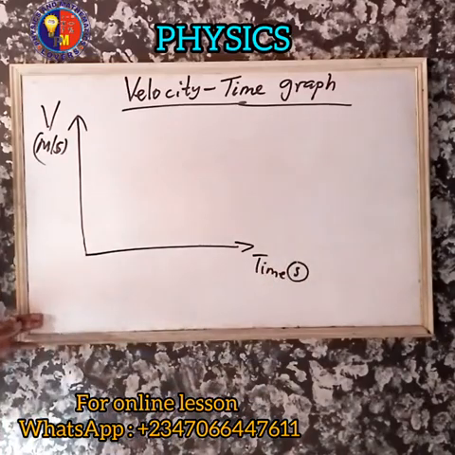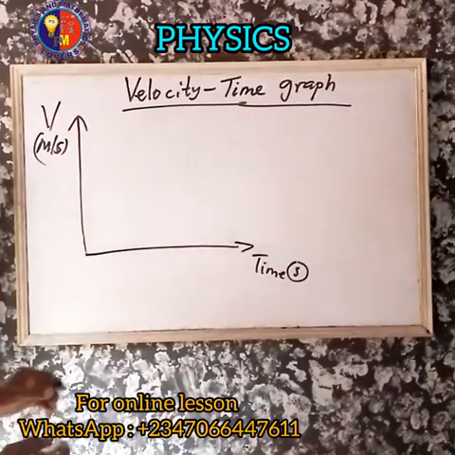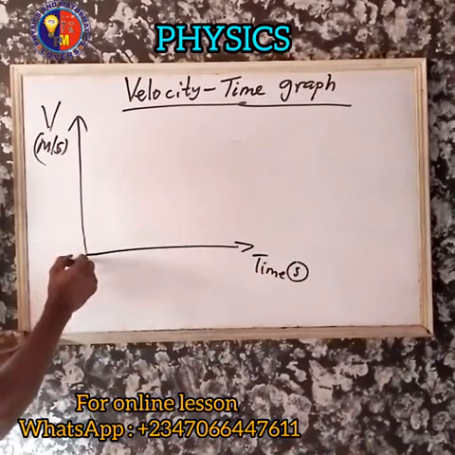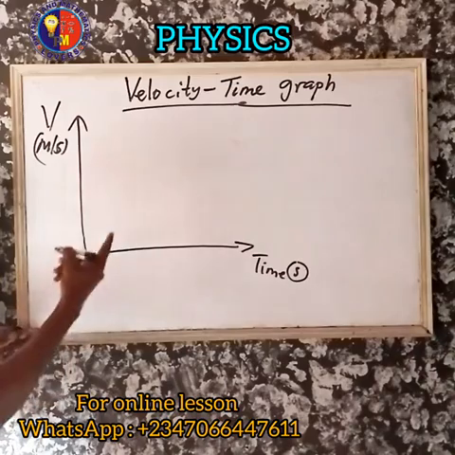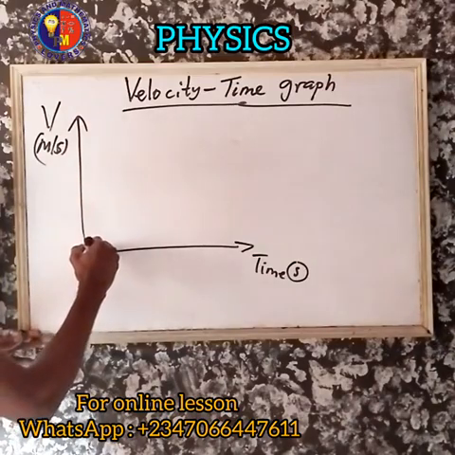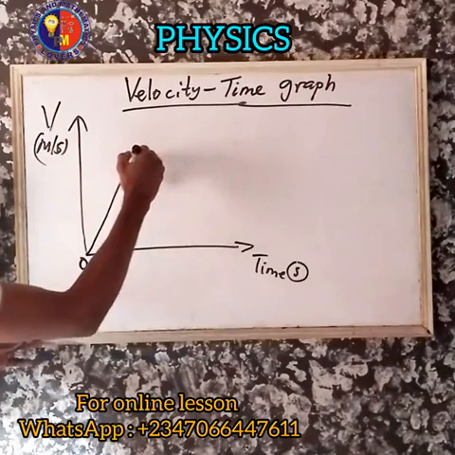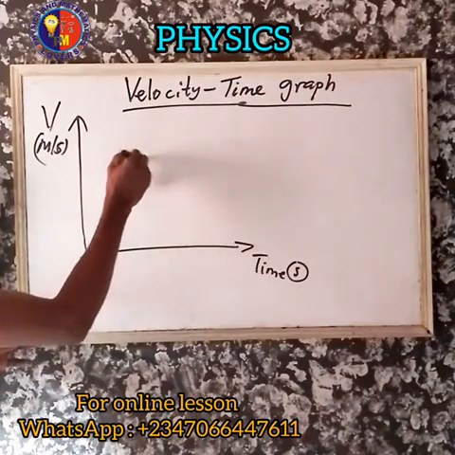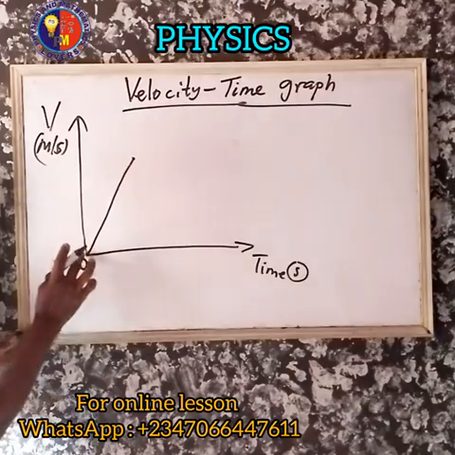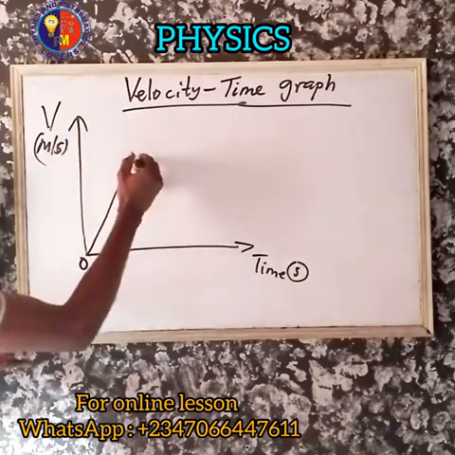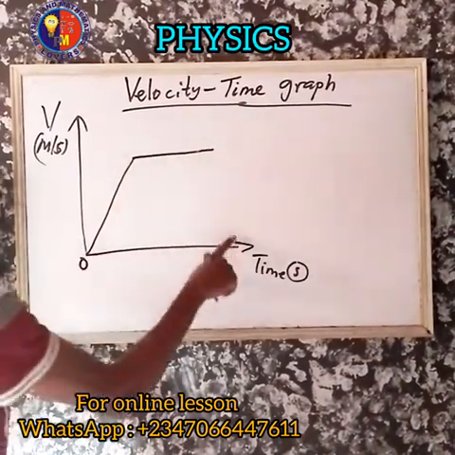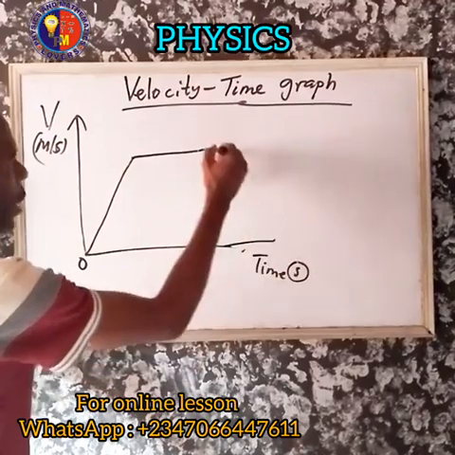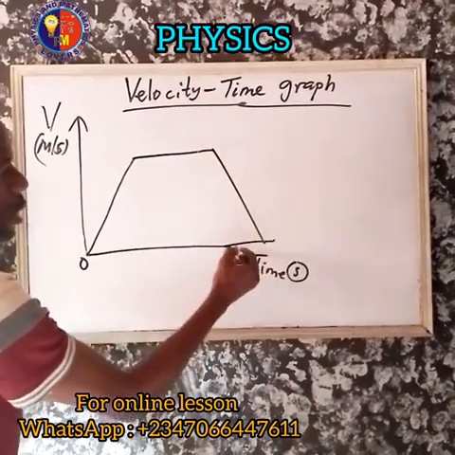All right. Now, if the object accelerates from rest, that means the object is at rest and it decides to move from rest. So the motion will go like this, and when it gets to a point, the velocity will become uniform. It will increase from here. Coming to this point, it begins to move uniformly. Then it can come down. This is the point of deceleration.